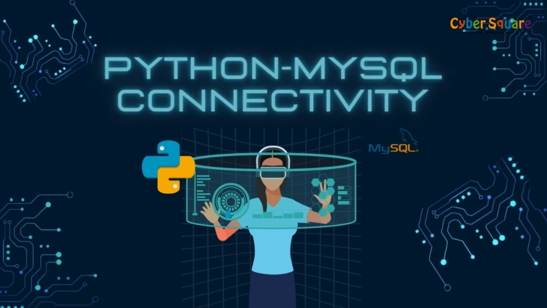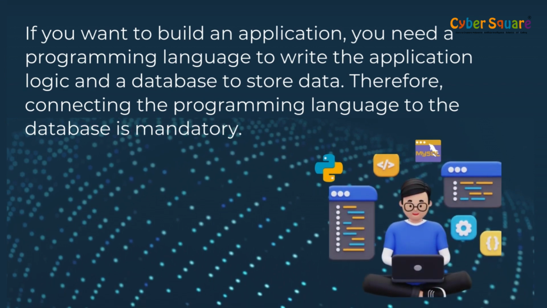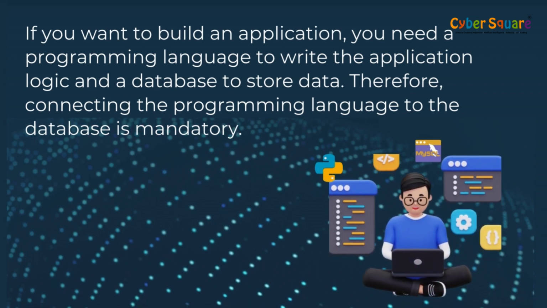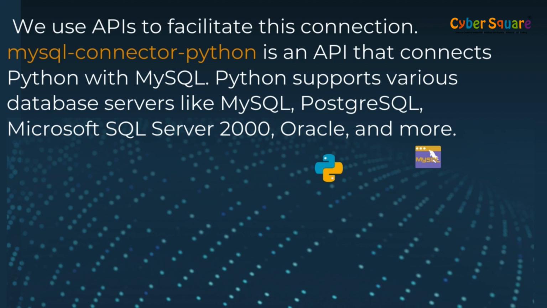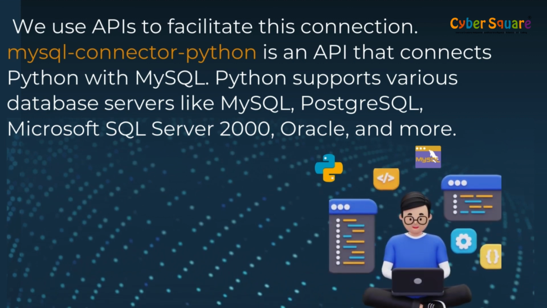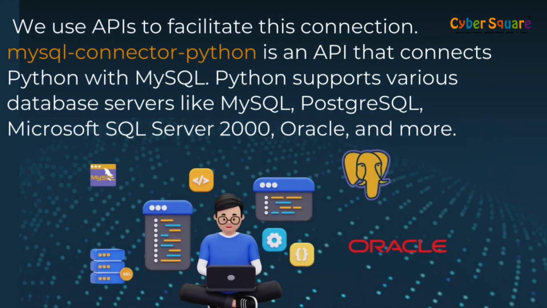If you want to build an application, you need a programming language to write the application logic and a database to store data. Therefore, connecting the programming language to the database is mandatory. We use APIs to facilitate this connection. MySQL Connector Python is an API that connects Python with MySQL. Python supports various database servers like MySQL, PostgreSQL, Microsoft SQL Server 2000, Oracle, and more.